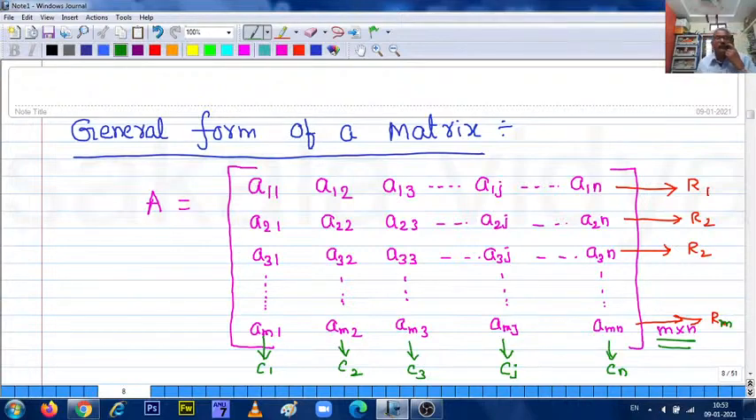So that means the first row elements are A11, A12, A13 and A1n. Similarly, the first column: A11, A21, A31 and Am1. Now the nth column: A1n, A2n, A3n, Amn. Like that you can write. What do you mean by A23? For example, A23 means this is the element in the second row and third column.